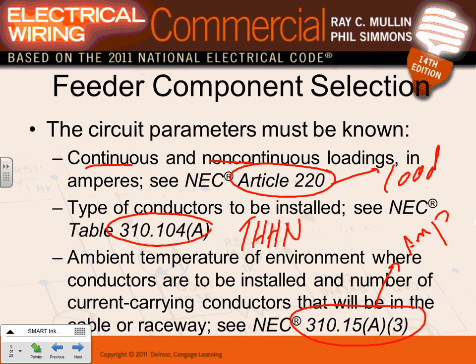Or the raceway, ambient temperature correction. This will get you the ambient temperature correction, but 310.15(B)(16) will get you the ampacity.